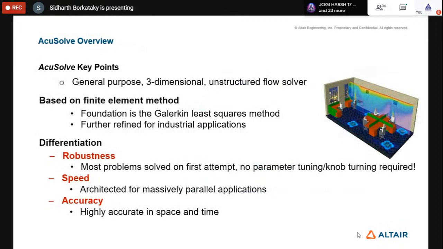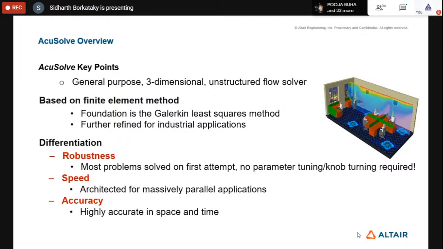Now, to discuss in depth what exactly the software has, what it is based on, what kind of discretization schemes it uses, what the formulations behind it are. Basically, the software is an unstructured flow solver. First of all, AQSolve, which I'm talking about, is a finite element code. It's based on an unstructured flow solver. And the major thing is that it's based on the Galerkin least squares method, which makes it very robust. Basically, you get your solutions at the first attempt.